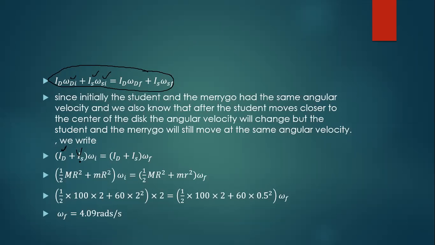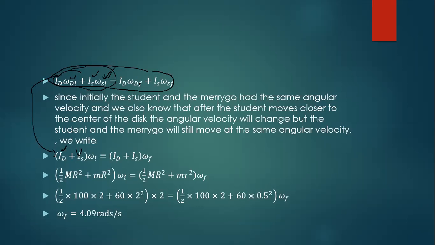So since you are following, then it's good. We have separated it, since we know that the angular velocity is the same for the student and for the disk. We have made the initial angular velocity the subject of the formula, and then we have factorized this expression to lead to the expression that we have there.